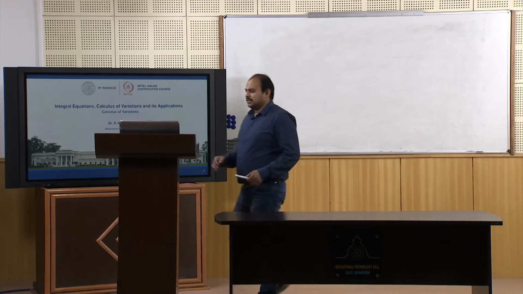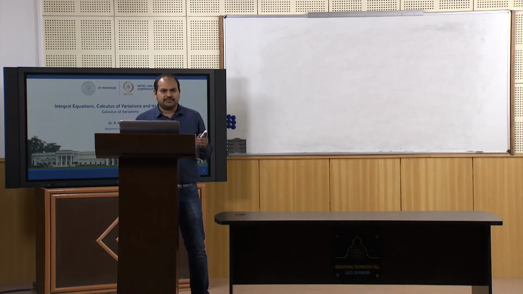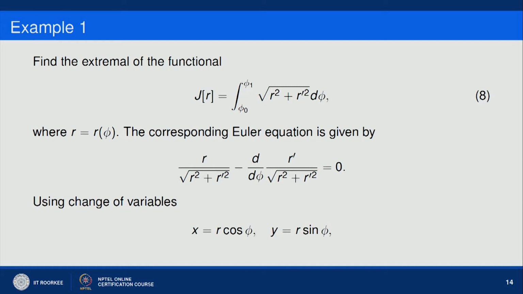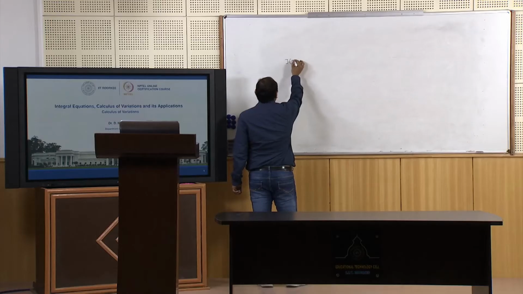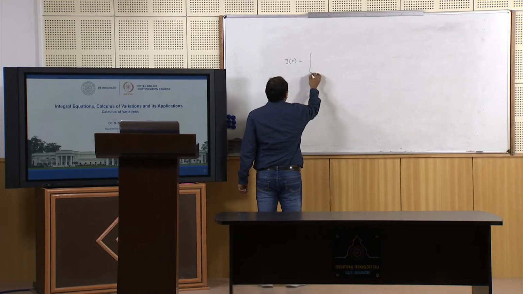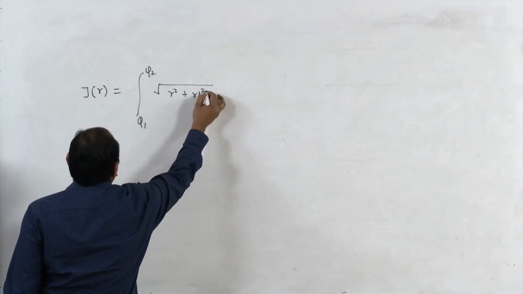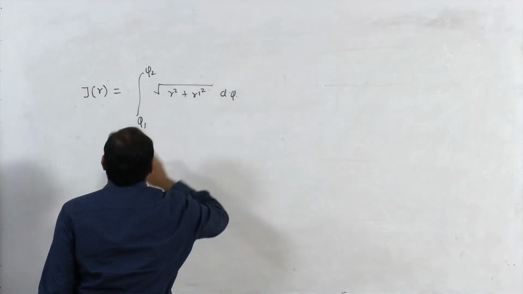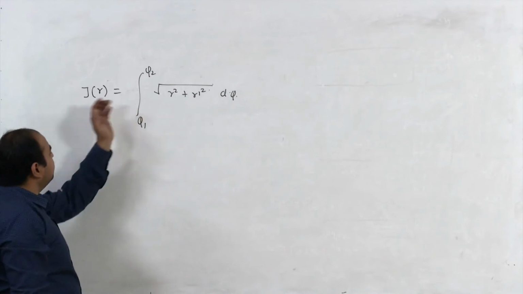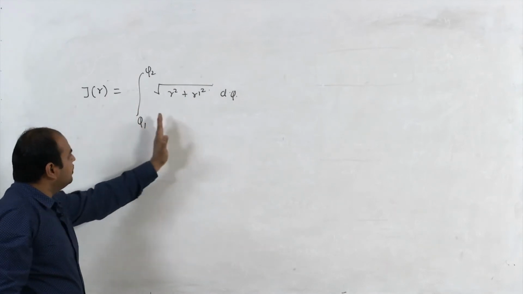So here we start. If you recall, we have discussed the concept of variational derivative, and then the invariance of Euler's equation, and now we are moving to the first example based on invariance of Euler's equation. The example is given by this. Here we have J of r, which is the integral from phi 1 to phi 2 of the square root of r square plus r dash square d phi, and we want to extremize the functional given here.